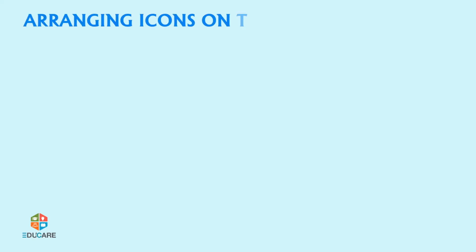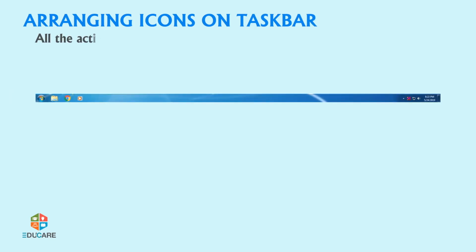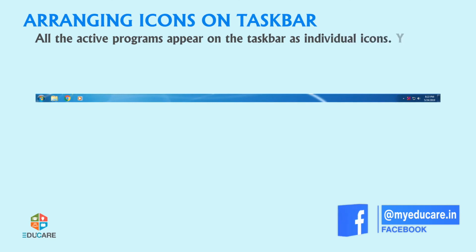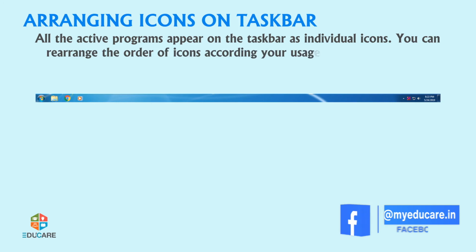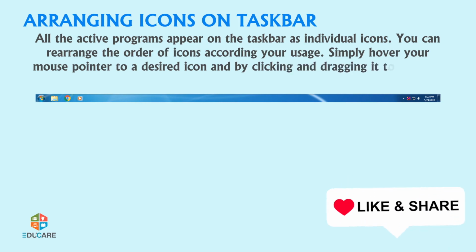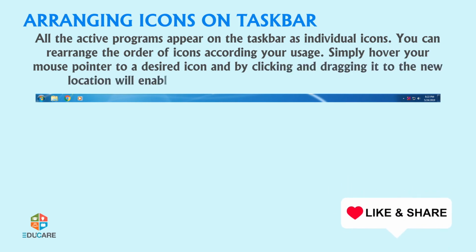Arranging icons on taskbar. All the active programs appear on the taskbar as individual icons. You can rearrange the order of icons according to your usage. Simply hover your mouse pointer over a desired icon, and clicking and dragging it to the new location will enable you to change the location of the icon on the taskbar.